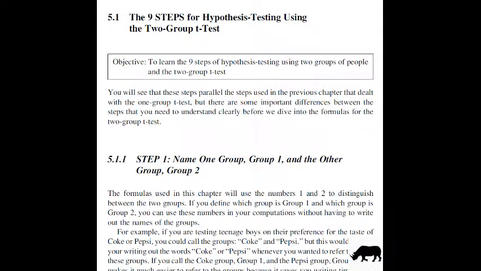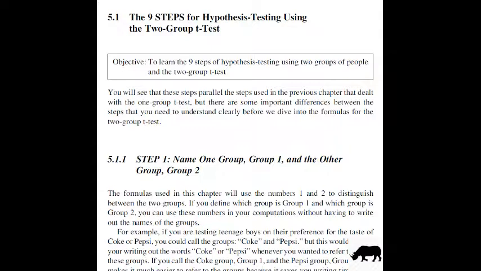In this video we study the 9 steps for hypothesis testing using the 2-group t-test. Objective: to learn the 9 steps of hypothesis testing using 2 groups of people and the 2-group t-test.